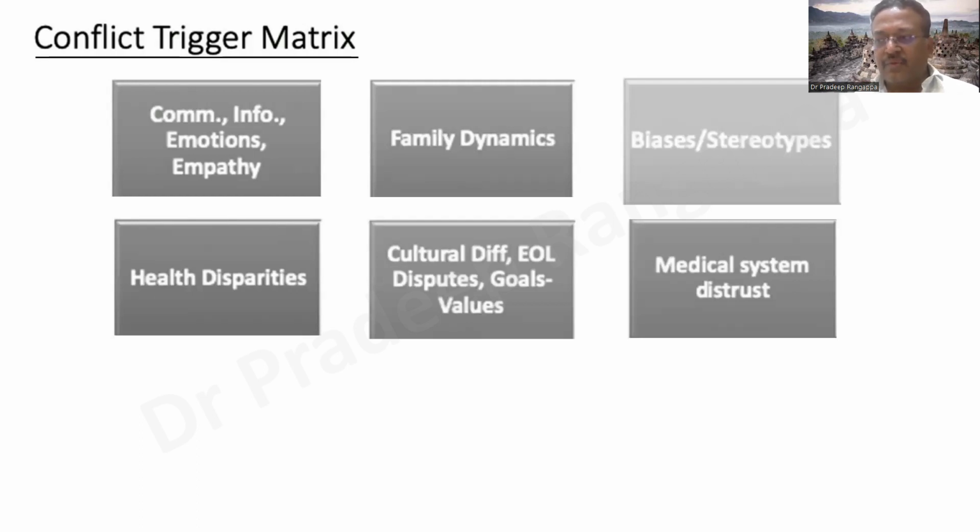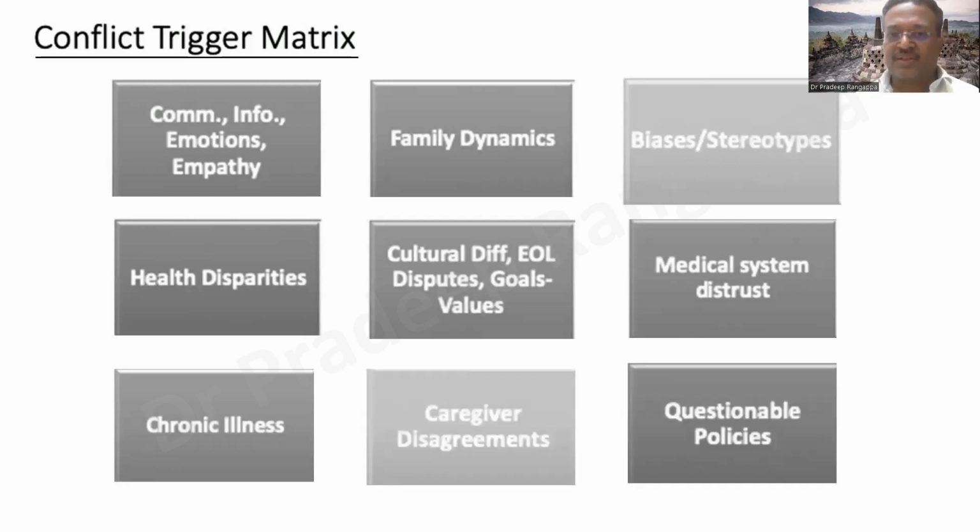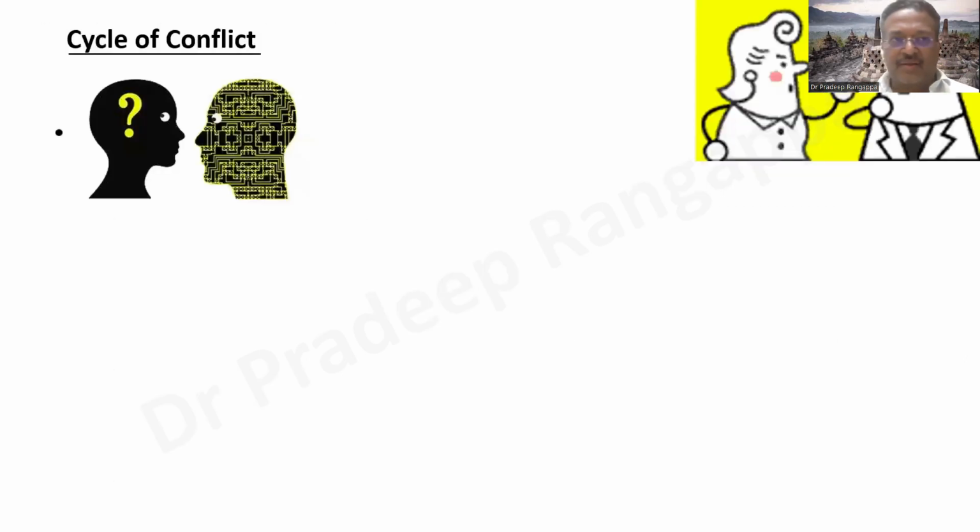So this is something where there has to be an institutional gear up to try to attain trust with the family members, and chronic illnesses where there is no reconciliation to caregiver disagreements and questionable policies. So this is a basket from which these conflicts can stem up. And most of the conflicts, or all the conflicts, fall in one of these baskets or dimensions or domains. So this is called trigger matrix.